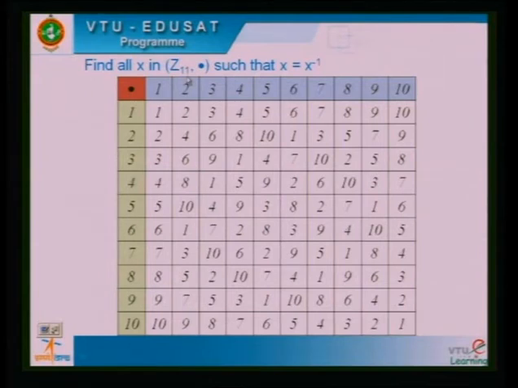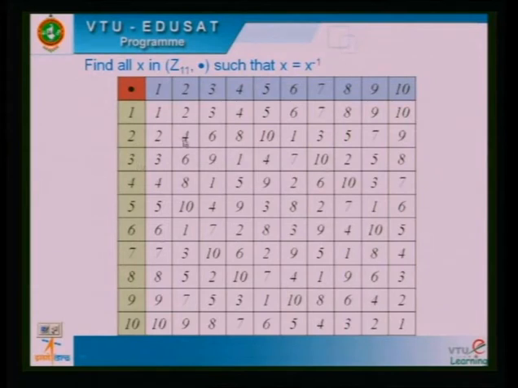Find all x in Z11 under multiplication such that x is equal to x inverse. Here 1 into 1 is 1, 1 into 2 is 2. This is a modulo 11 table, so elements 1 to 10 will be there. Here 2 into 2 is 4, 2 into 3 is 6, 2 into 4 is 8 and 2 into 5 is 10. 2 into 6 is 12, and since it is modulo 11, 12 minus 11 is 1, so you get 1. 2 into 7 is 14, and 14 minus 11 is 3. Similarly, 2 into 10 is 20, and 20 minus 11 is 9.